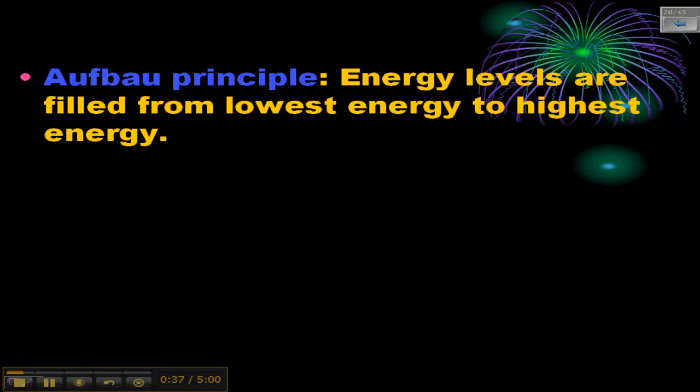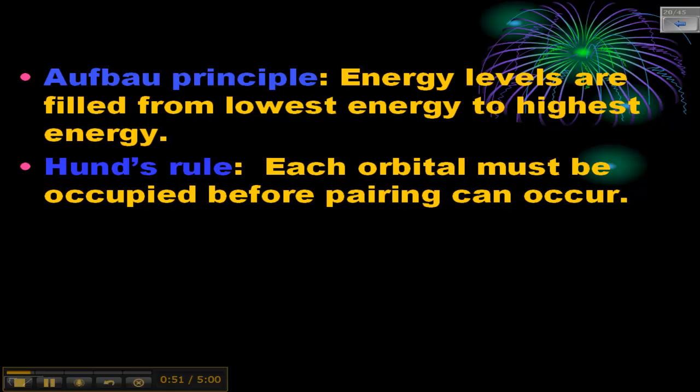Alright, you need to be familiar with these three rules and principles. The Aufbau principle tells us that the energy levels are filled from lowest energy to highest energy. So the electrons are going to want to go in where it's easiest. So the lowest energy gets occupied first. Hund's rule says that each orbital has to be occupied before you can pair those electrons. So we'll look at that.